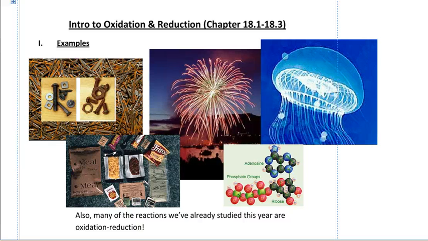Can you believe that this is our final unit? We are so close to the end of the school year, I can almost taste it. Well, I'm really excited to talk about oxidation and reduction here because this is a really applicable type of reaction.